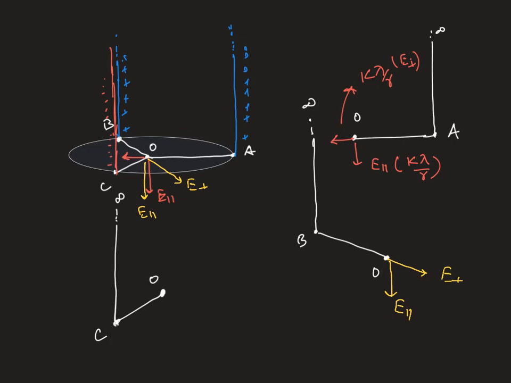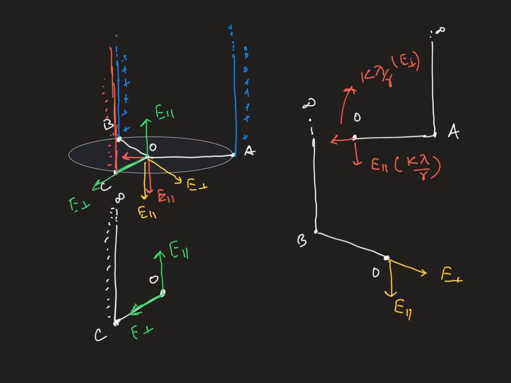Again, due to the negatively charged wire C, you'll have the reverse direction, basically the direction will be reversed. So this will be your E perpendicular and this will be your E parallel. So let me show this in green. This will be my E parallel and this in this direction will be E perpendicular.